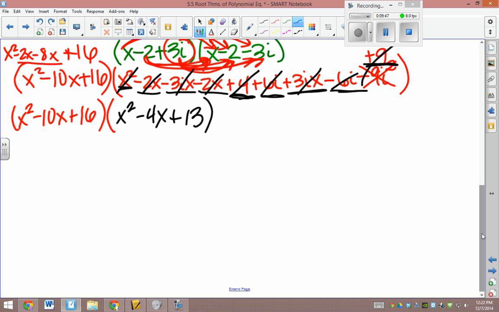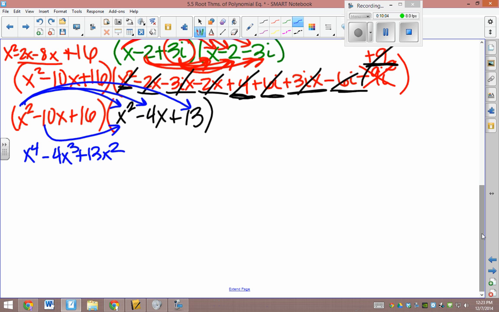All right, last thing I need to do is put these two trinomials together. So I'm using distributing. X squared times x squared is x to the 4th. X squared times minus 4x is minus 4x to the third. X squared times 13 is going to be 13x squared. Now I'm moving on to the middle term here. Minus 10x times x squared is minus 10x to the third. Minus 10x times minus 4x is going to be positive 40, and this one's x squared. Minus 10x times the 13 is going to be minus 130x.